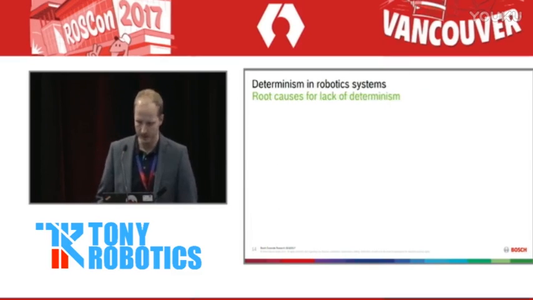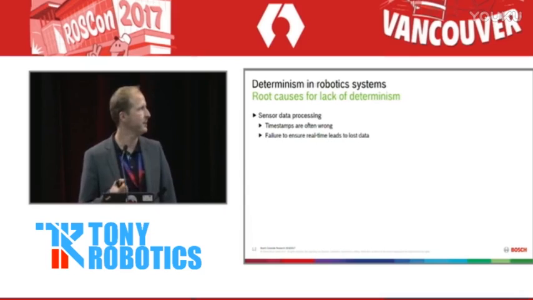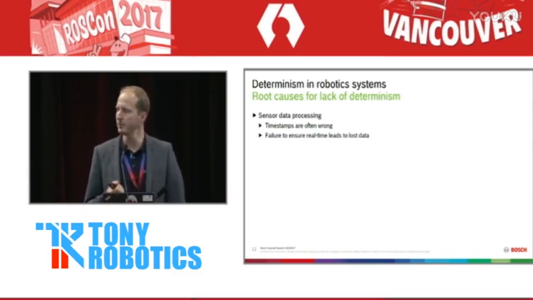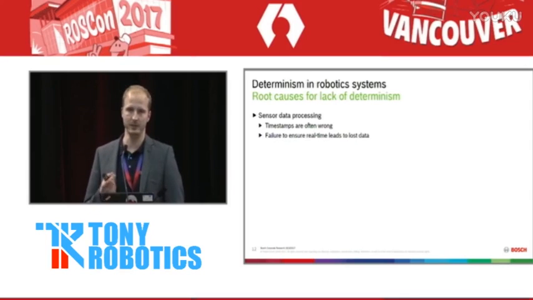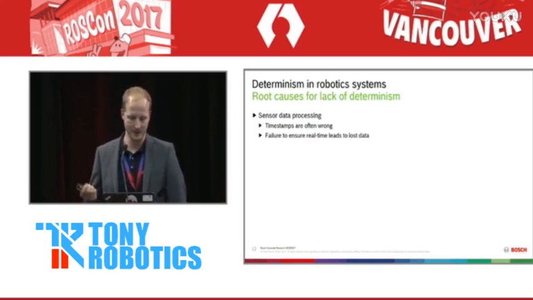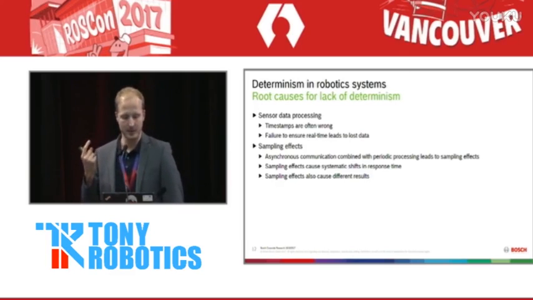Okay, so what are the causes for that? First is sensor data processing. We often see bad timestamps in sensor data, and we also often see that people don't use real-time processes to receive sensor data, even when the data arrives at a fairly high rate. This can lead to lost data. And everybody who uses a Kinect with the Freenect drivers will have seen messages like, I lost the data. And then we have sampling effects. I will explain that a little bit later, also in more detail.